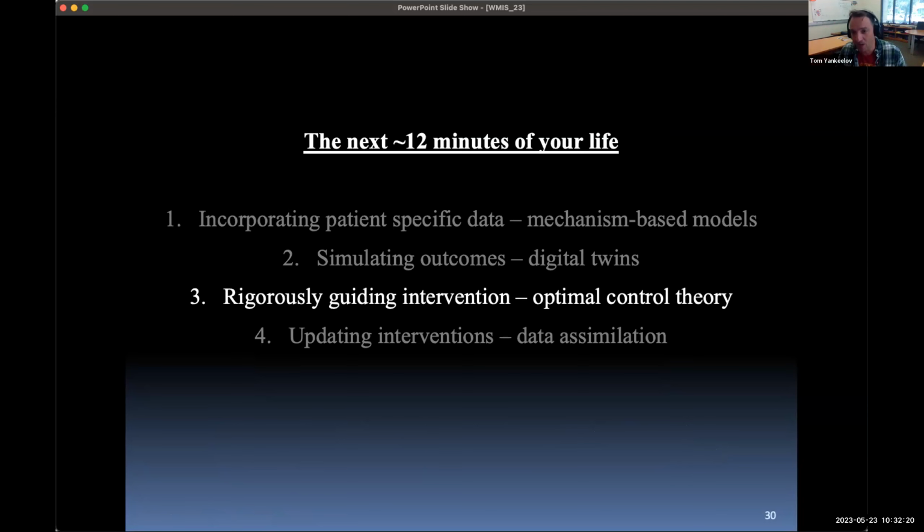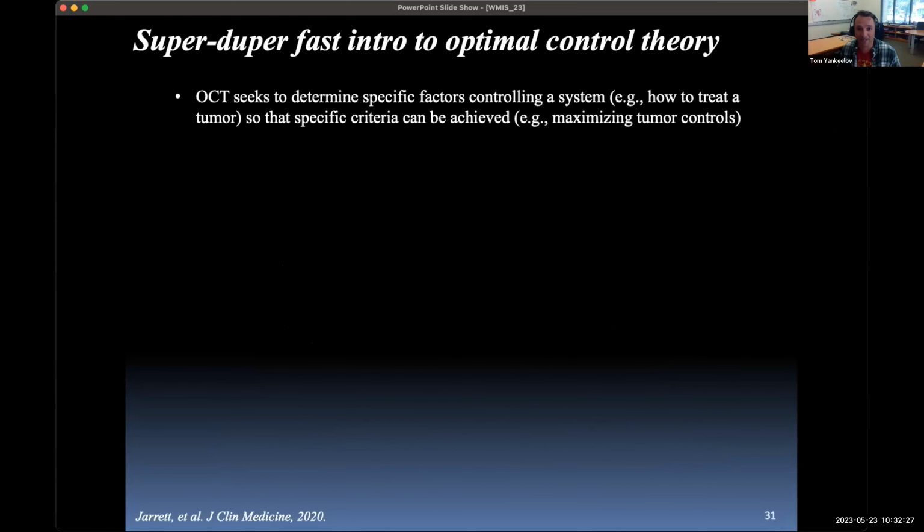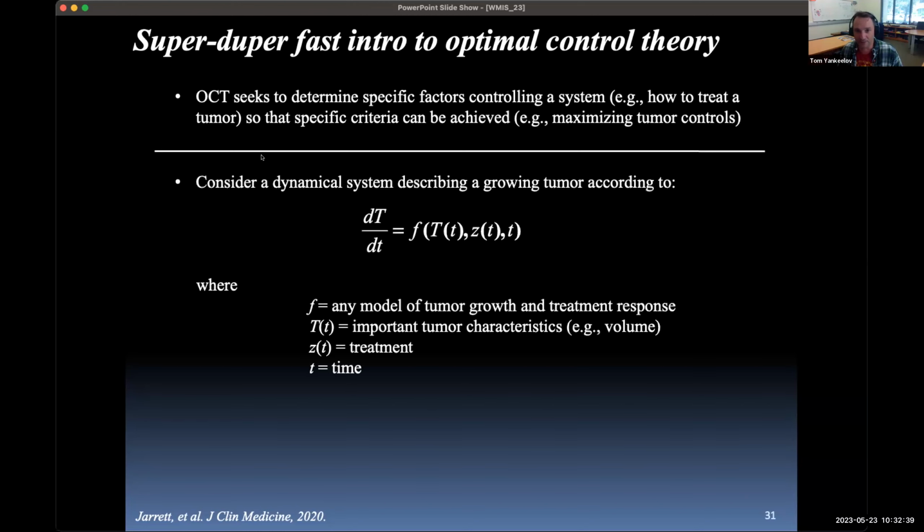All right, so that's the bulk of the stuff. The last few things here are sort of where we're going. So I hope you're still tracking with me, or I hope you're still interested. If not, I apologize. All right, so a super duper fast introduction to optimal control theory. OCT seeks to determine the specific factors controlling a system. For us, how to treat a tumor so that a specific criterion can be achieved, for us maximizing tumor control.